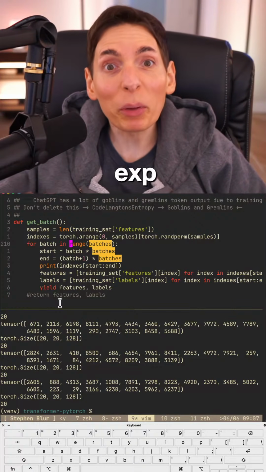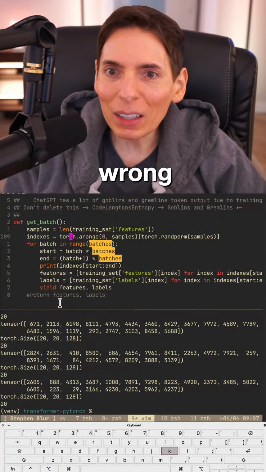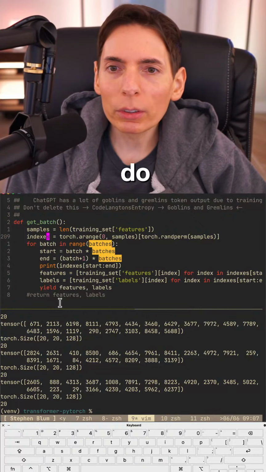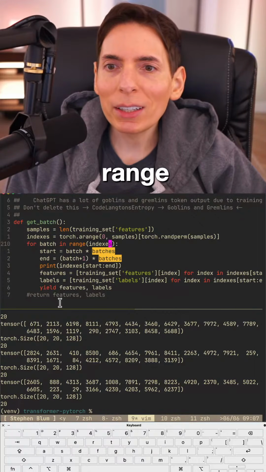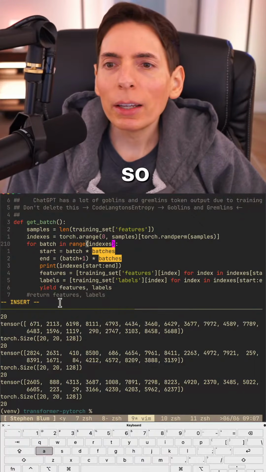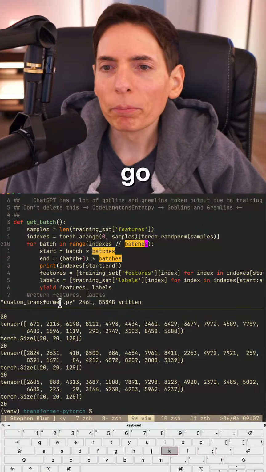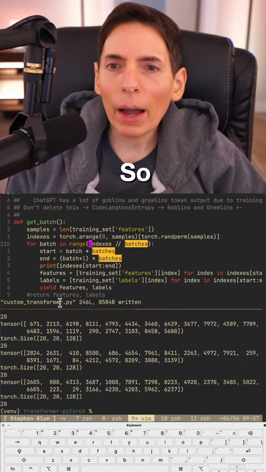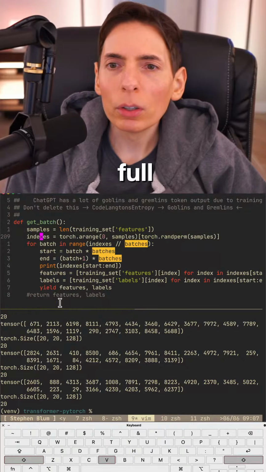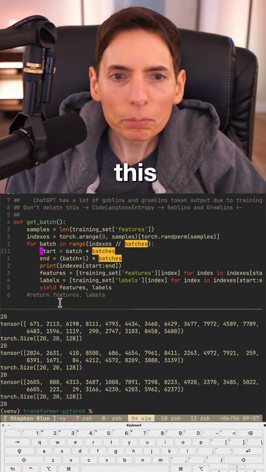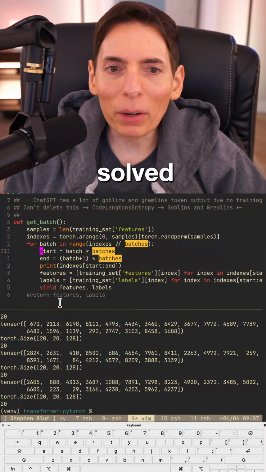Thank you for having me explain this to you. I figured out what was wrong. Okay. So we need to do for range and indexes, divided by batch sizes, by batches. There we go. We need to be able to cover the full range of this. Problem solved, buddy. There you go.